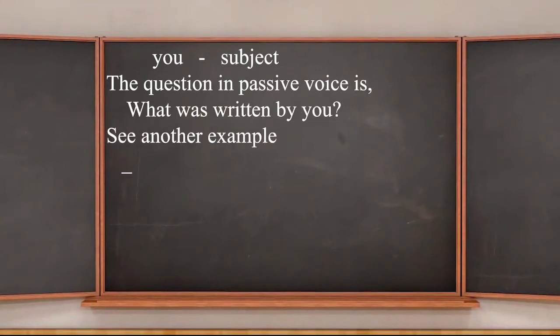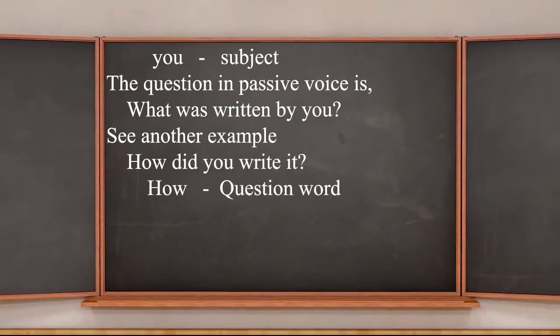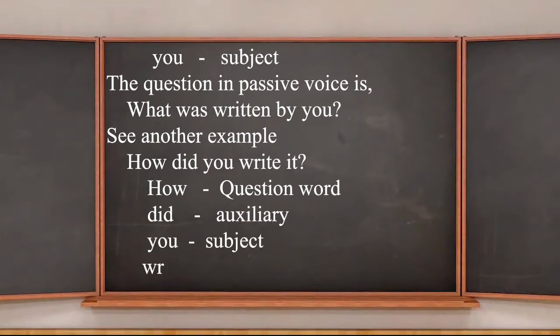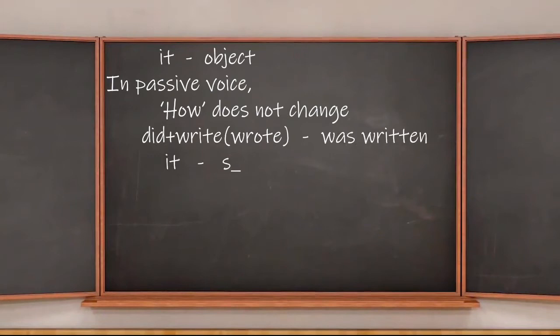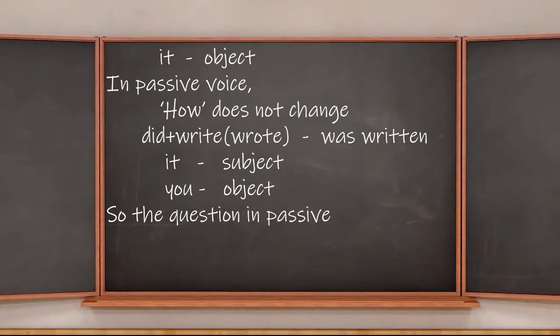See another example. How did you write it? How is the question word. Did is the auxiliary, you is the subject, write is the main verb, it is the object. In passive voice, how does not change. Did plus write becomes was written. It is the subject, you are the object. So the question in passive form is: how was it written by you?